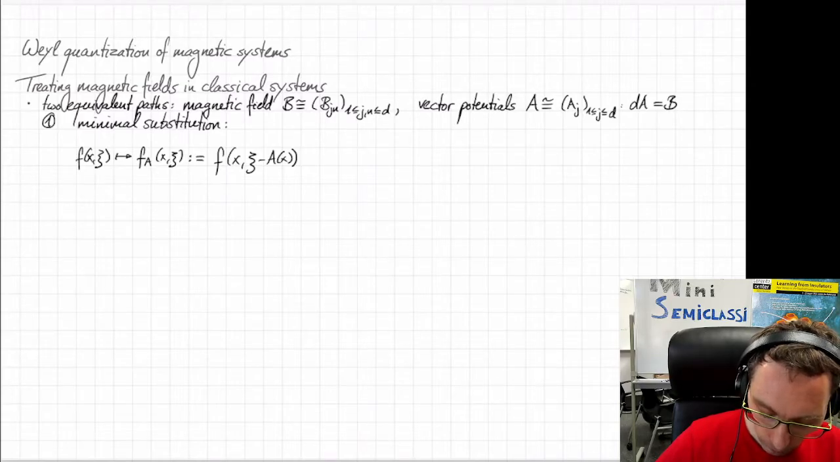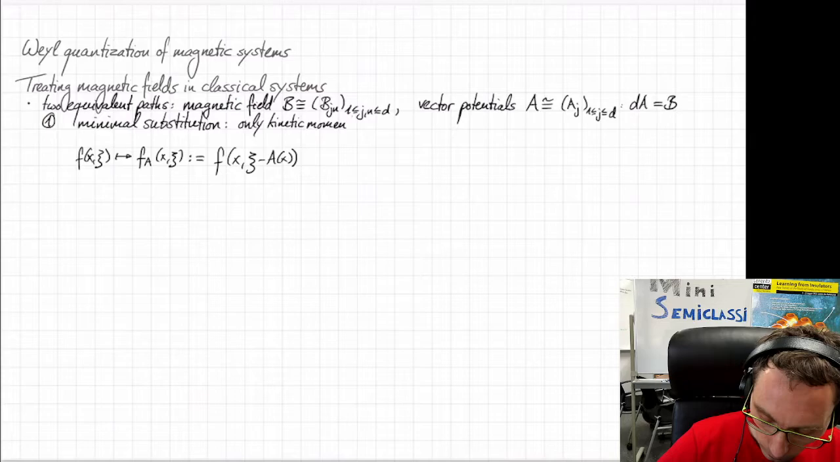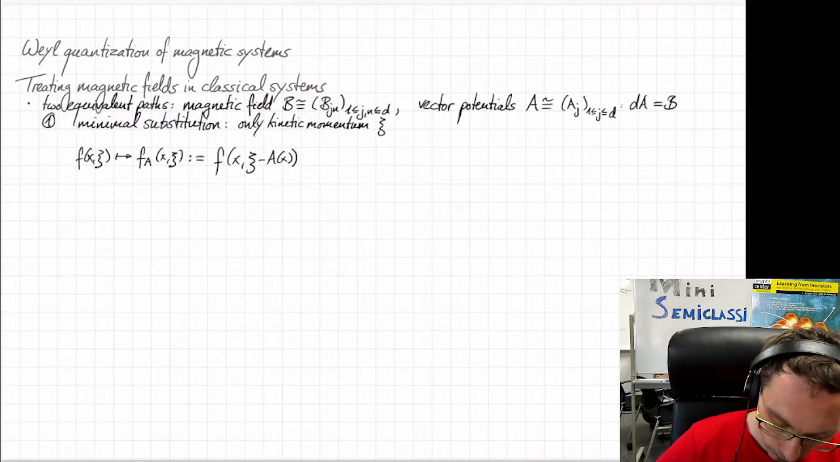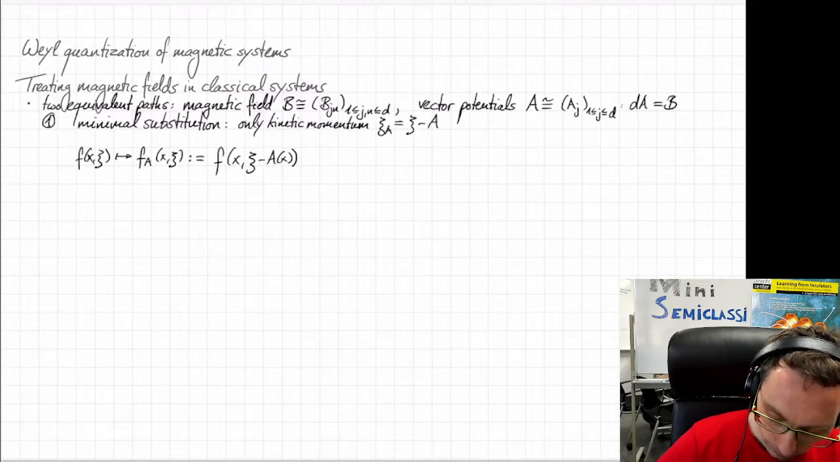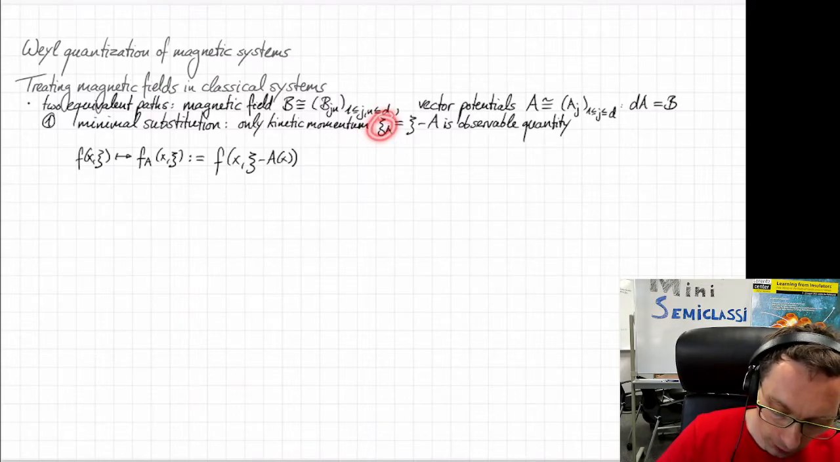And the way you should think about this is only kinetic momentum, and this is just xi_A. So in this, using the definition below, this is just xi minus A of x. Only kinetic momentum is an observable quantity. Naked momentum, so only xi itself, so only this here, is no longer something you can measure in experiment. Only the kinetic momentum xi_A is something that you can measure.